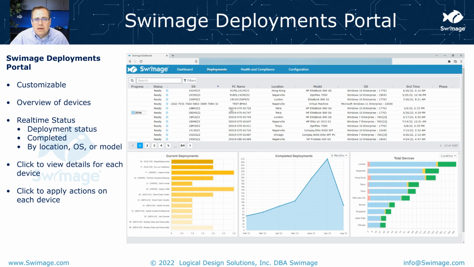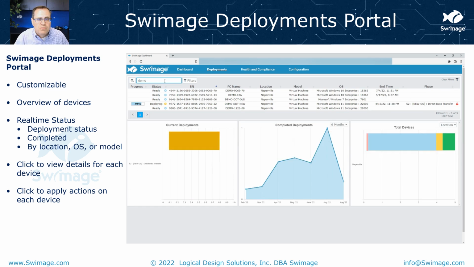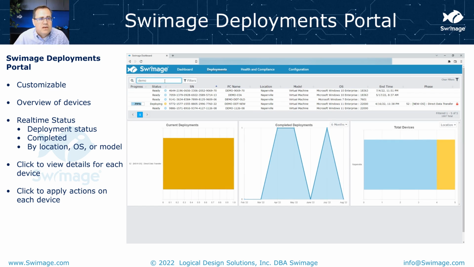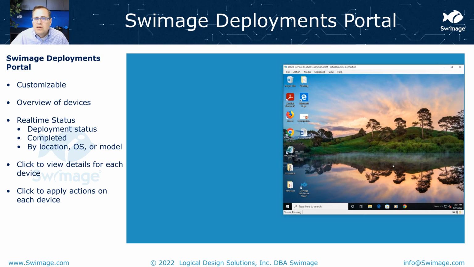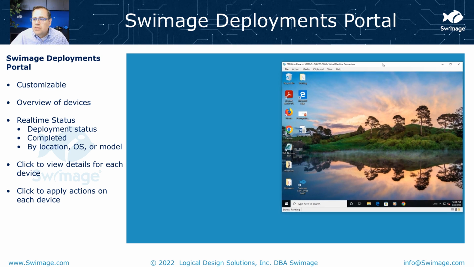Okay. I'm going to clear my filters, and I'm going to filter down just to my demo machine. So now what I'm going to do is I'm going to jump into an actual deployment. So I'm going to start with a machine for a PC reimage. So I'm going to reimage this machine. So I'm going to drop out of here, and I'll pull up this machine. And this is going to be an in-place reimage. So I'll pull this up.